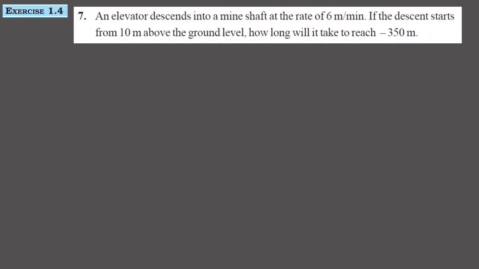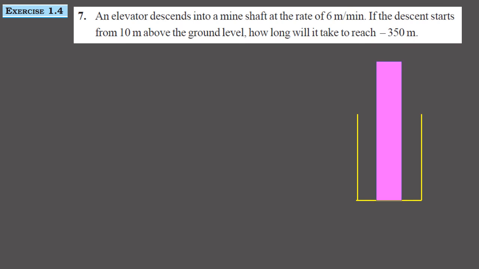An elevator descends into a mine shaft at the rate of 6 meters per minute. If the descent starts from 10 meters above the ground level, how long will it take to reach negative 350 meters? So first let us draw a picture of how the elevator comes down to the mine. Let us see it. So a mine and the elevator and ground level, 10 meters above, and this is 350 meters below.